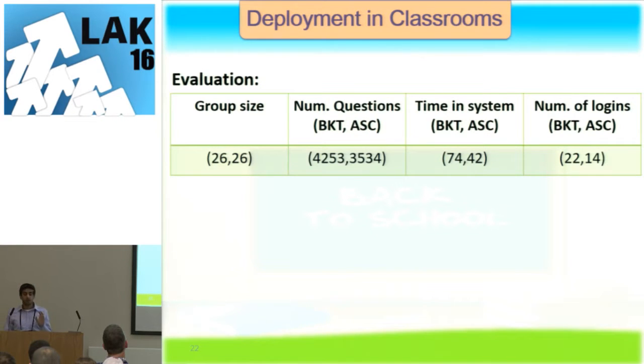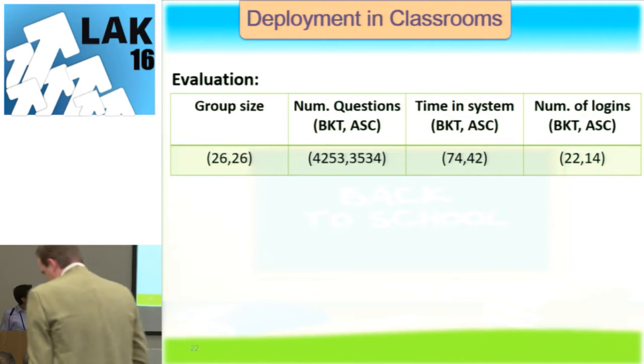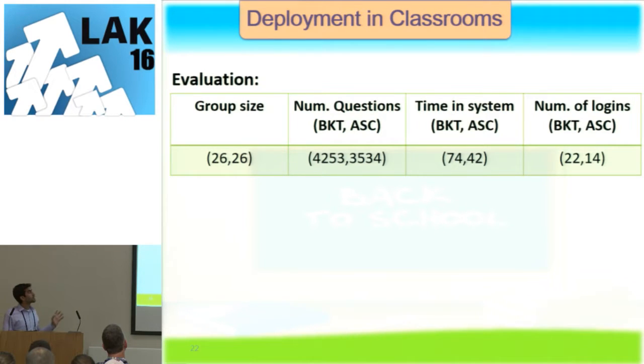I'm going to present just the evaluation on one of the schools. We had a group size of 26 students in each group. The 2 main interesting things here are that the students who used our BKT sequence algorithm were more engaged with the system. It took them 74 seconds to solve a question, compared to students who used the ascending algorithm, who took 42 seconds to solve a question. We also saw that students who used our BKT sequencing entered the system more frequently compared to the ascending algorithm.